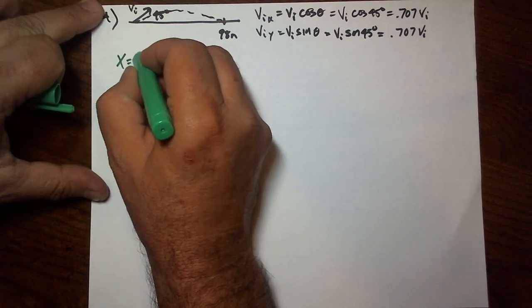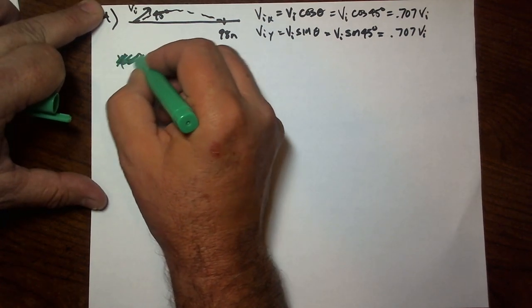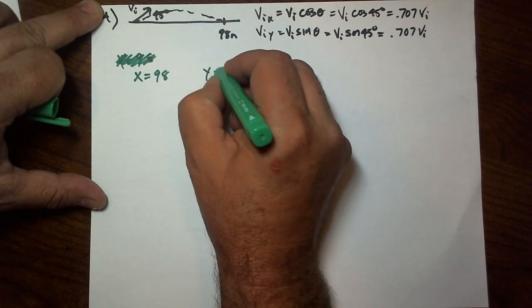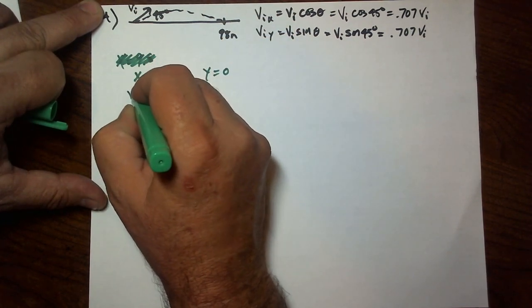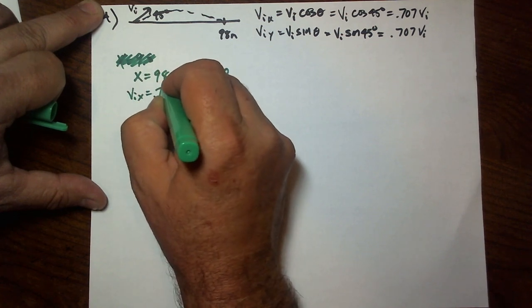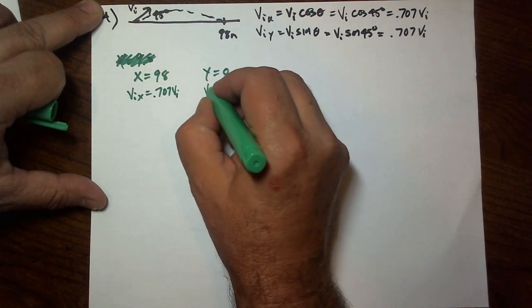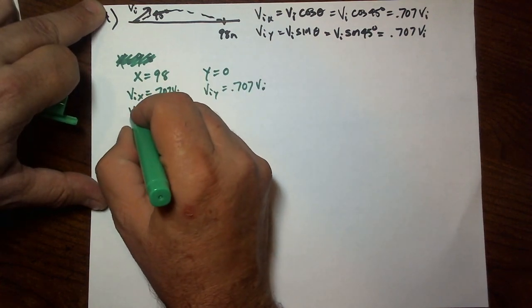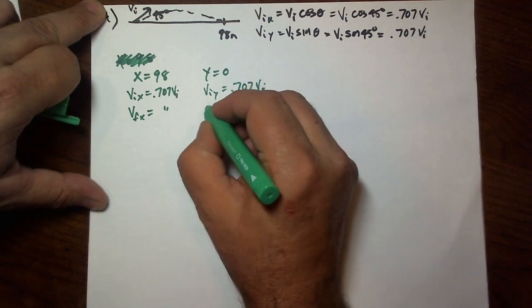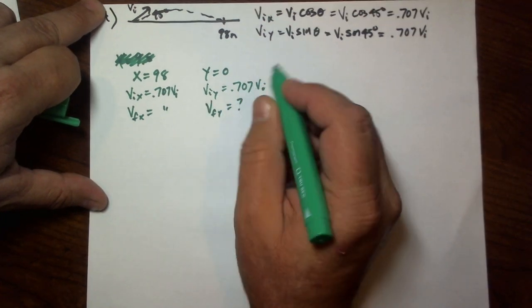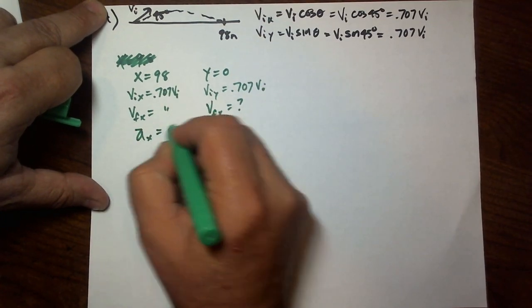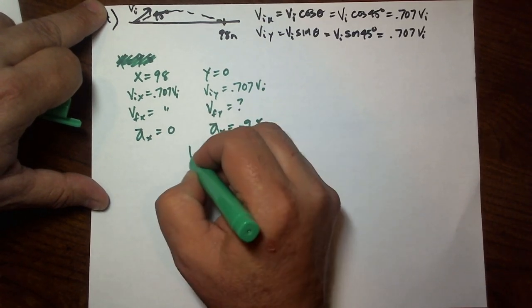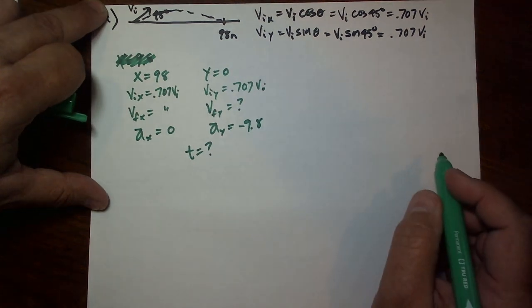All right, my final position is 99.8. Oh my, that's a Freudian slip. 98 in X. My final position in Y is 0. My initial velocity in X is 0.707 of the initial velocity, and my initial velocity in Y is 0.707 of the initial velocity. Final velocity in X is the same as the initial velocity in X. Final velocity in Y, we don't know. Acceleration in X is 0. Acceleration in Y is negative 9.8, and the time is, I don't know.